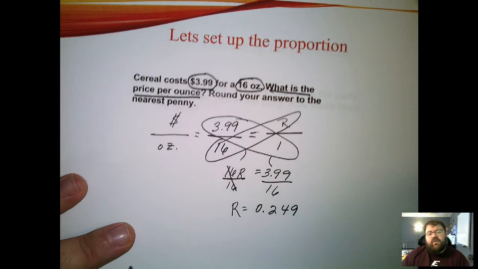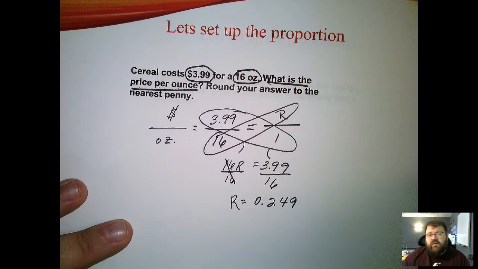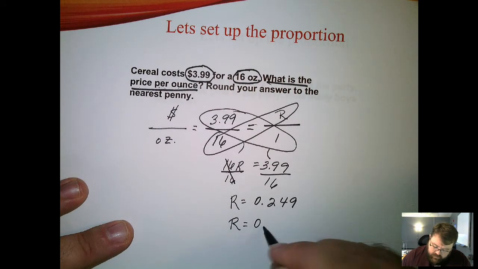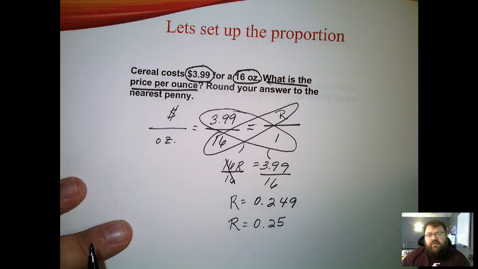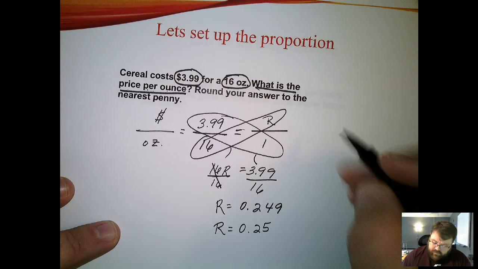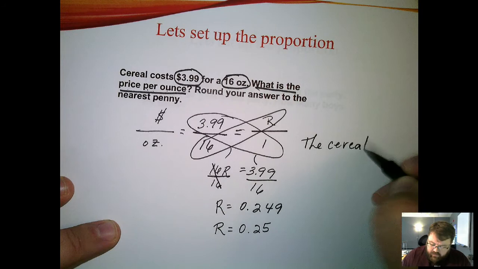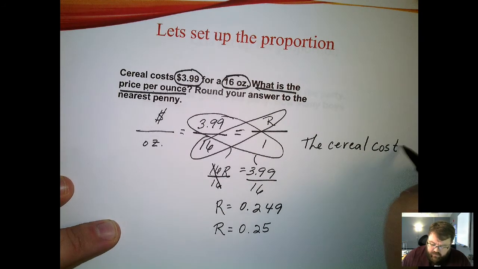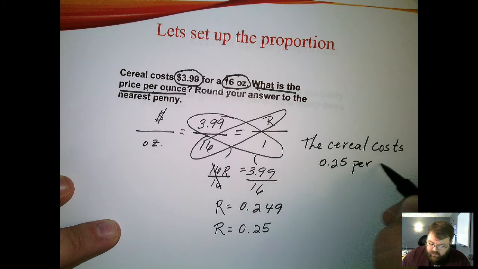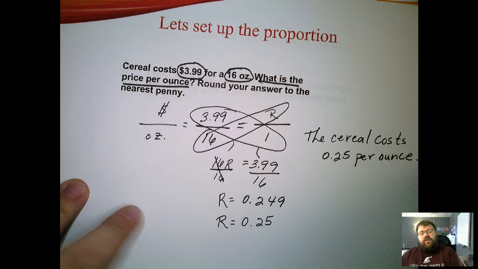And 3.99 divided by 16 is 0.249. Alright, now we're talking about money, and the question said round to the nearest penny. So this should be 25 cents. Your explanation? The cereal costs 25 cents per ounce. And that's your answer.